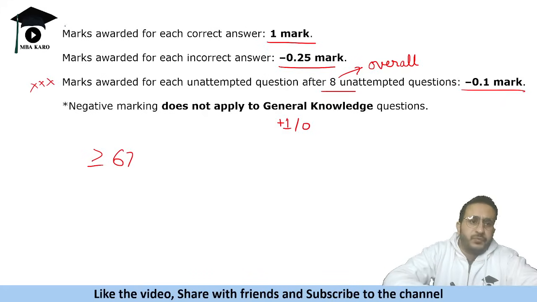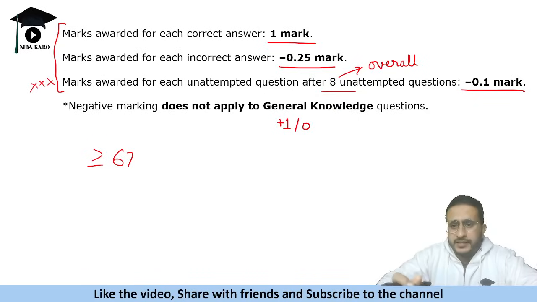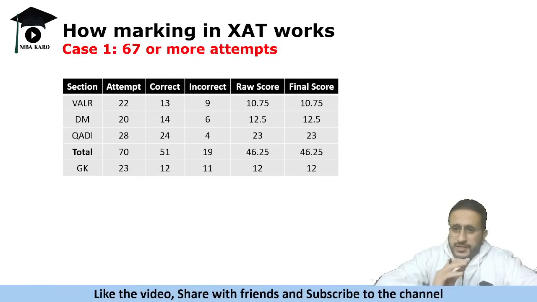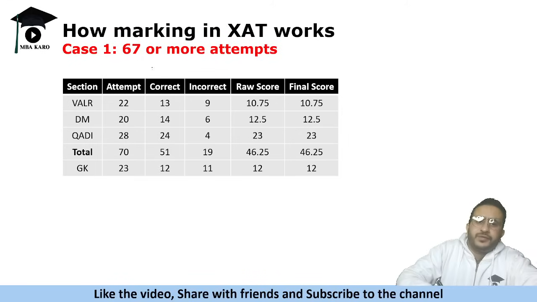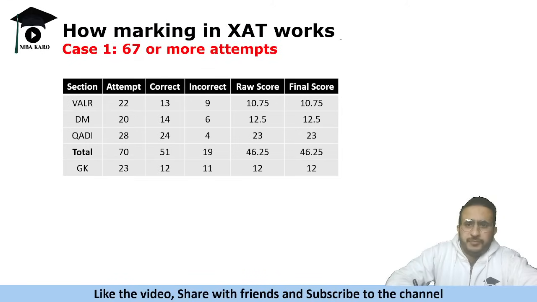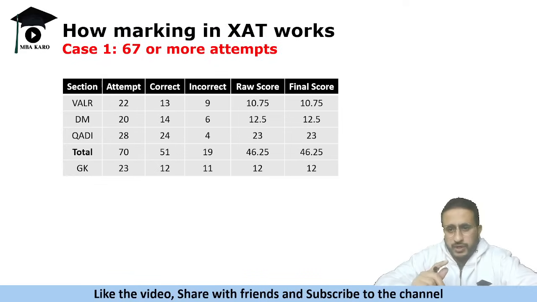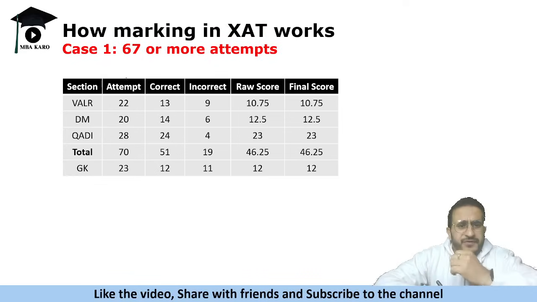Now coming to the Part 1 paper, which is basically the score builder that will decide your percentile in the examination. Let us understand this marking scheme through a couple of examples. If you attempt 67 or more questions, as I told you, 8 questions are exempted from negative marking. So you have to attempt at least 67 to avoid that minus 0.1. It is very easy to calculate the score in that case. For a correct question you get 1 mark, and for an incorrect one you lose 0.25.